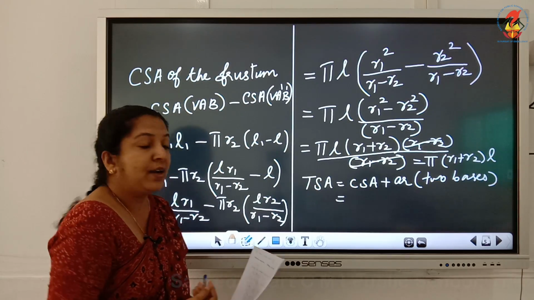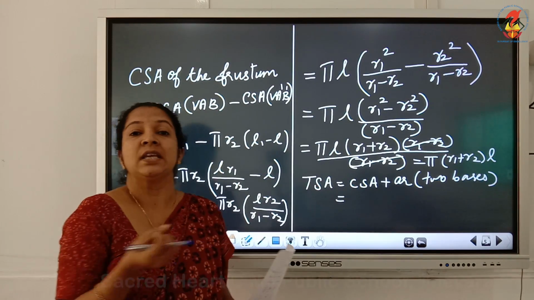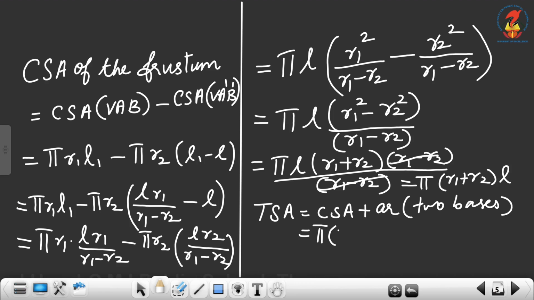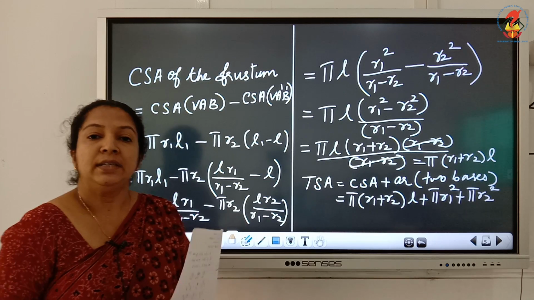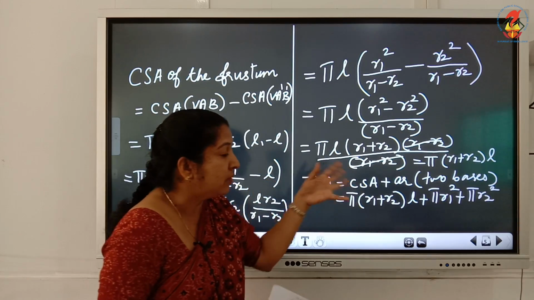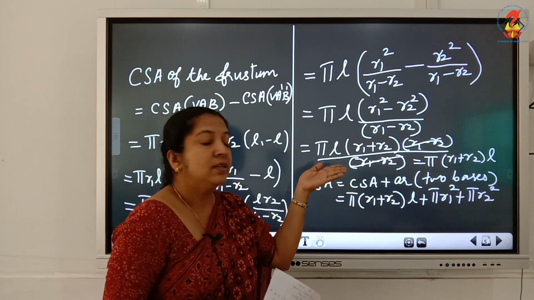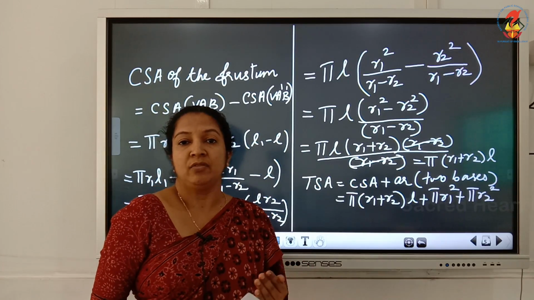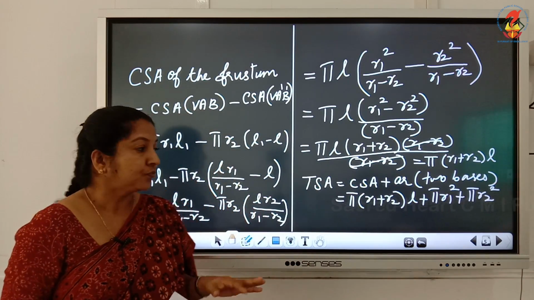Then we have to find the TSA. TSA means CSA plus 2 base areas. So, CSA means pi into R1 plus R2 into L, plus pi R1 square plus pi R2 square. This is the TSA of the frustum of the cone. So, first we have done the CSA, then after that CSA plus area of 2 bases will give the TSA.